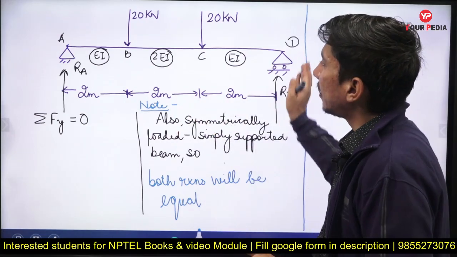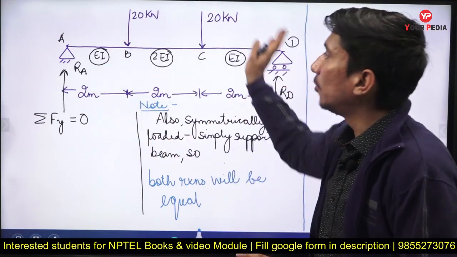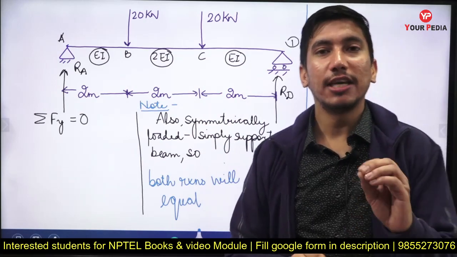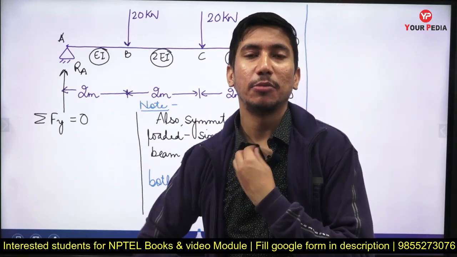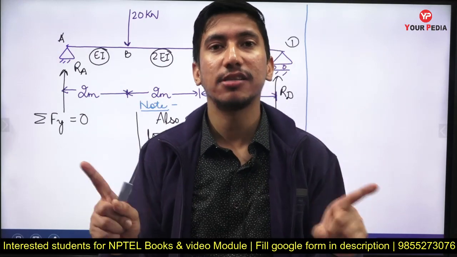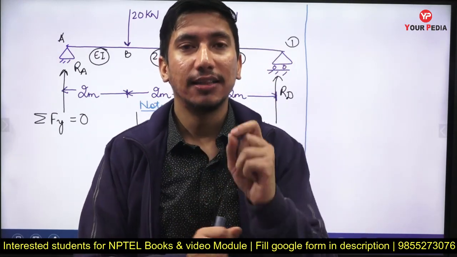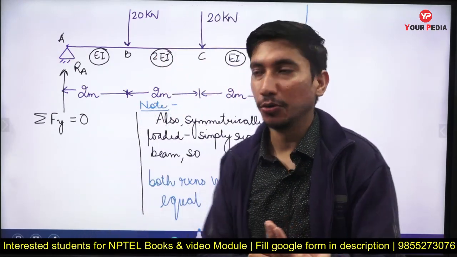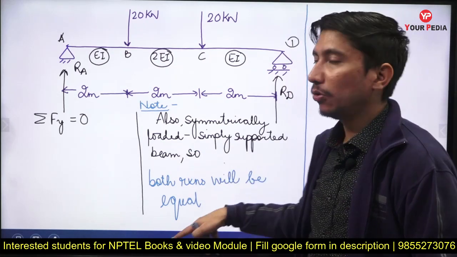Now as you can see, it's a symmetrically loaded simply supported beam. So in case of this symmetrically loaded simply supported beam, what happens is that both the reactions are going to be equal to one another. This is an additional information that we know. Okay, that both the reactions will be equal to one another.